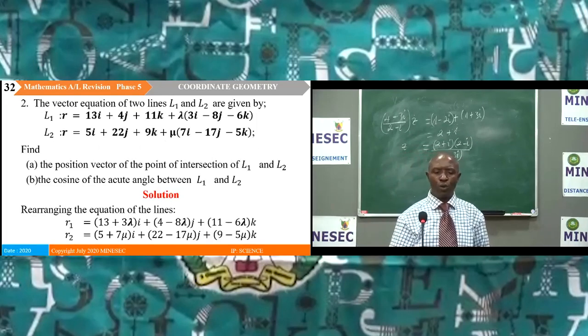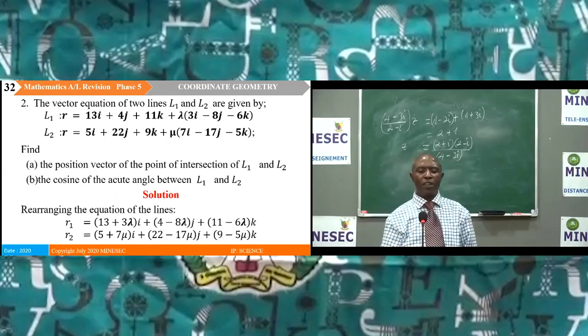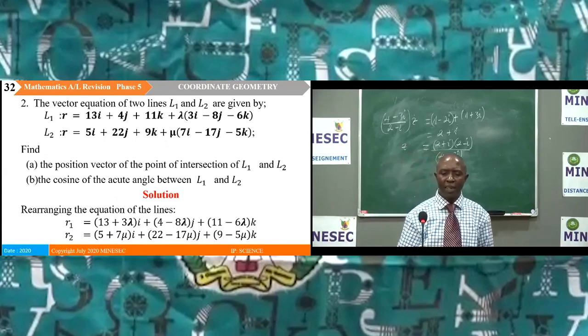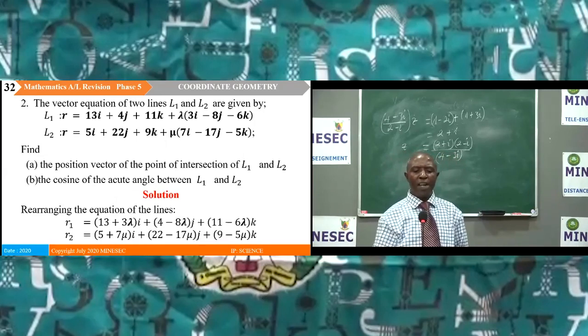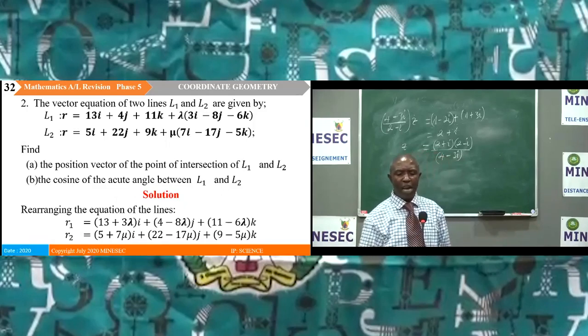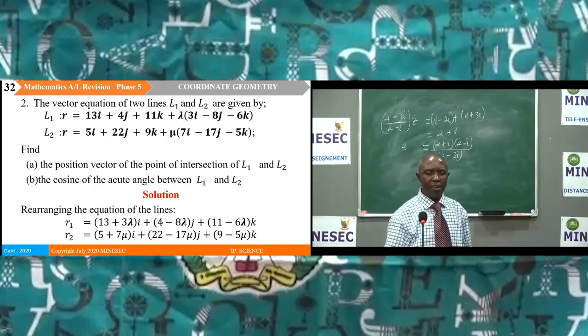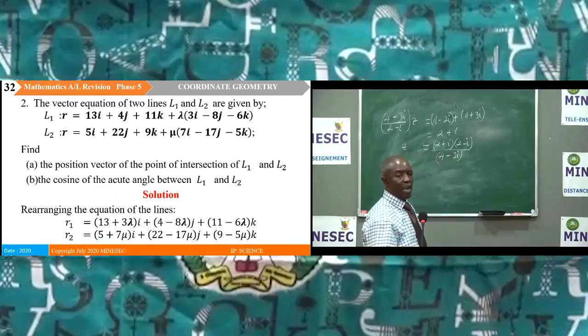Question 2. The vector equations of two lines L1 and L2 are given by that. Find the position vector of the point of intersection of L1 and L2. B, the cosine of the acute angle between L1 and L2. In having this problem, the first thing is we need to rearrange the equation of the lines.